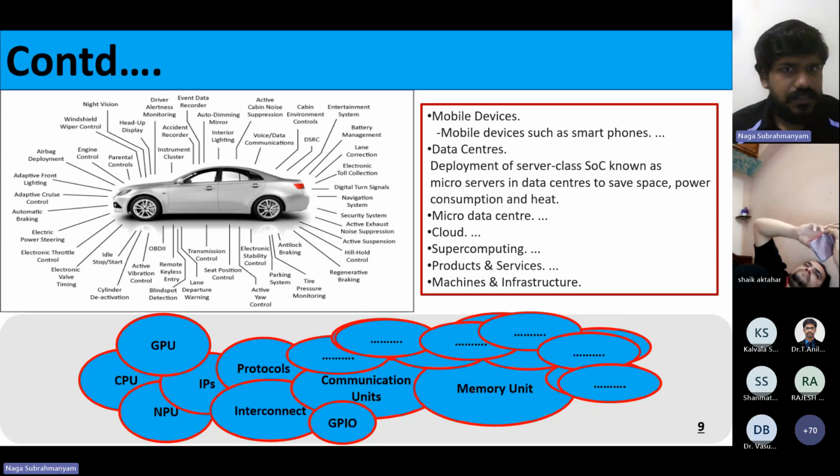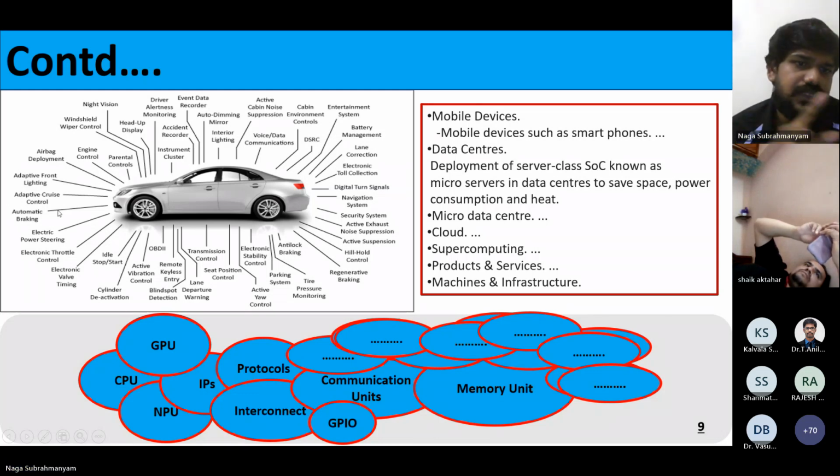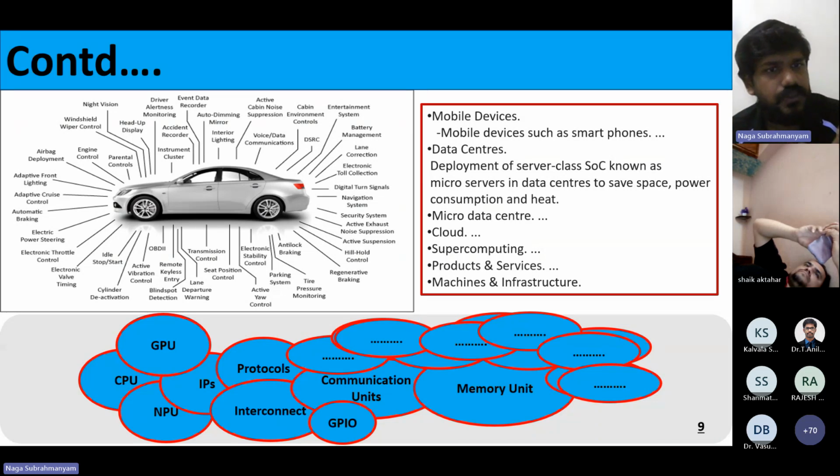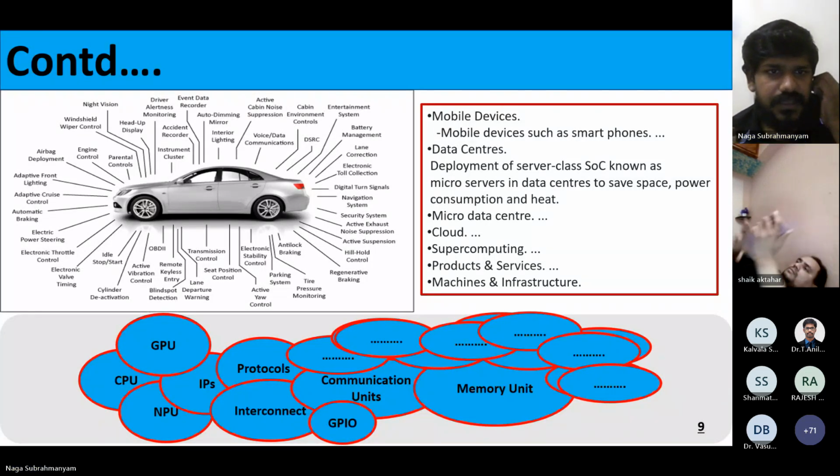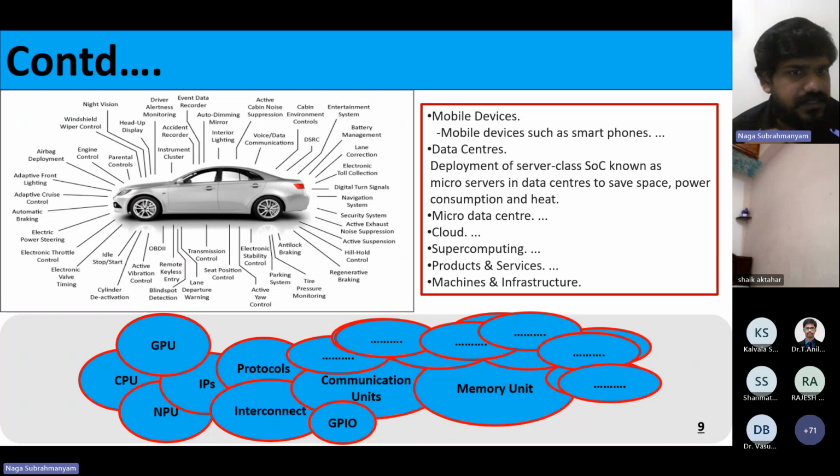If you see here, each of these is a chip, and all these things have to communicate through the interconnect only. So the more intelligent the interconnect, the more effective the design will be. Otherwise it is a normal design like other designs, right? And there are so many communication units. If you ask me what the basic communication unit is, it is nothing but Ethernet.